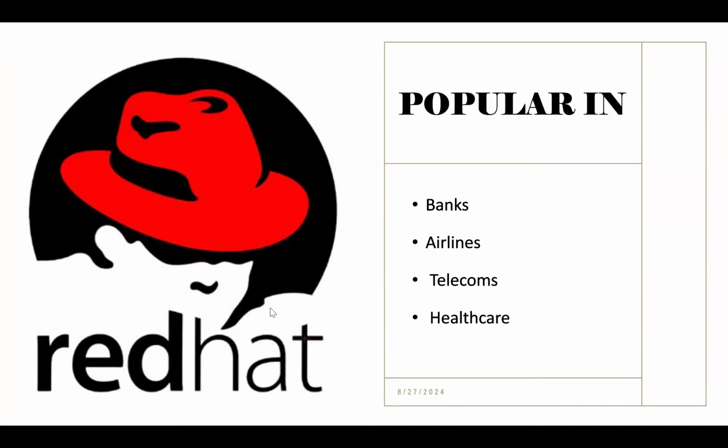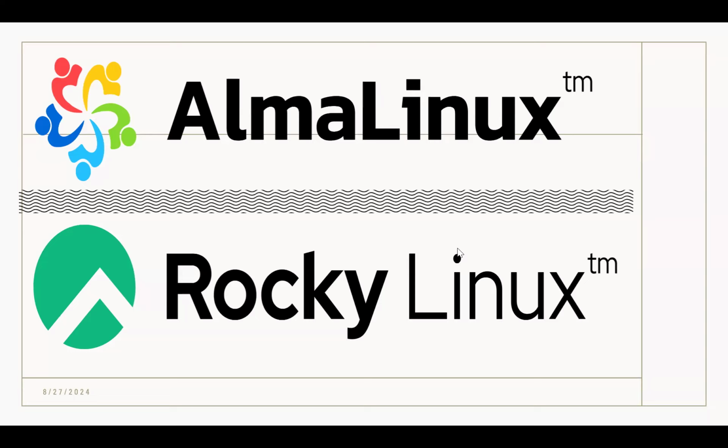Until recently, you needed to pay for a license for Red Hat. If you want to experience Red Hat, you can use its derivatives, Alma Linux and Rocky Linux. These two are completely free, and they are the two most popular Red Hat Enterprise Linux derivatives. Basically, their logos are different, but they act like Red Hat Enterprise Linux.